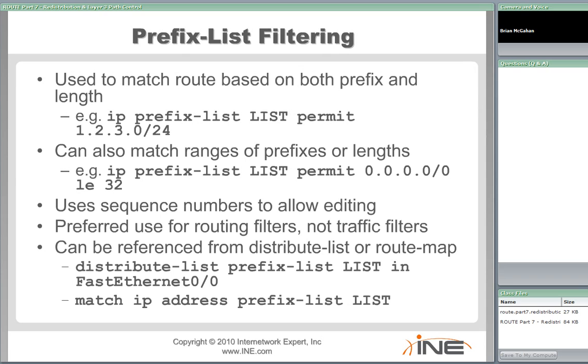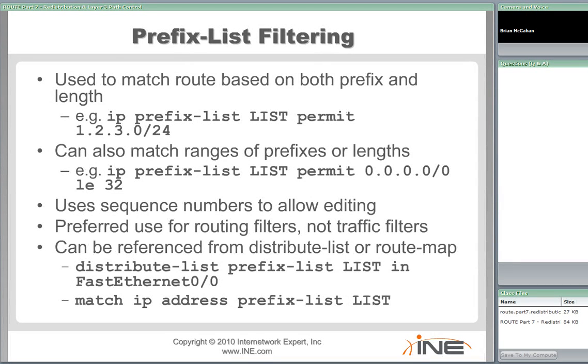Because we're matching just based on the network field, we're not matching on the subnet mask field. So we would be saying check the address 1.2.0.0. That's it. So with a prefix list, you can distinguish between the two.